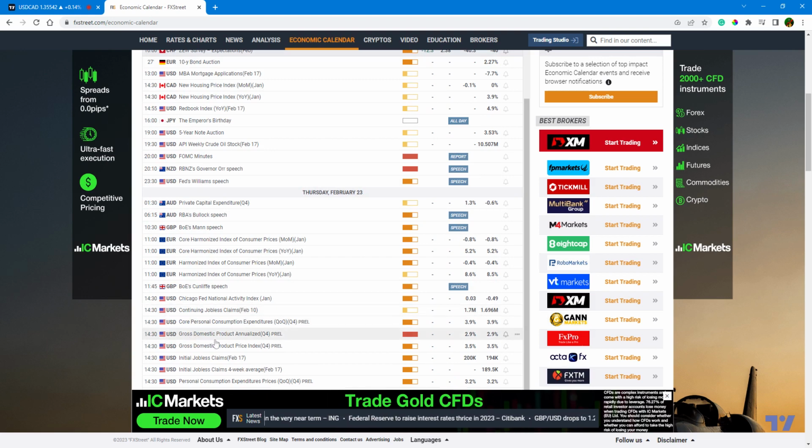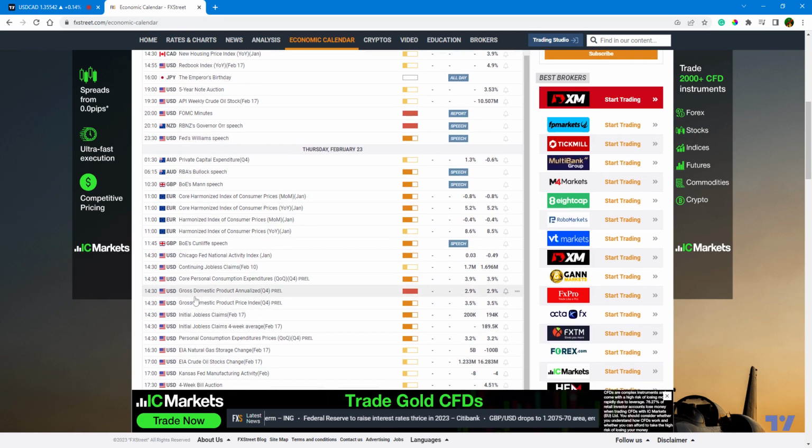Tomorrow we have the GDP data that is going to be one of the main events of the day. It was 2.9%, the gross domestic product. It is expected to be 2.9% again. However, we have seen that the US economy is performing very well. It is increasing, it is showing a very good performance. So we may see also a higher number on GDP data.